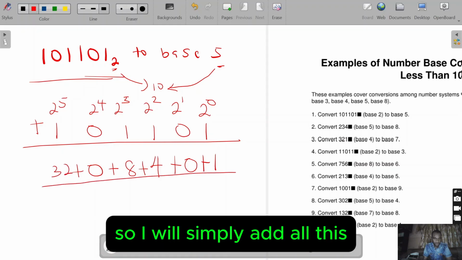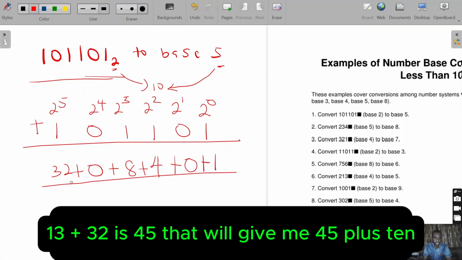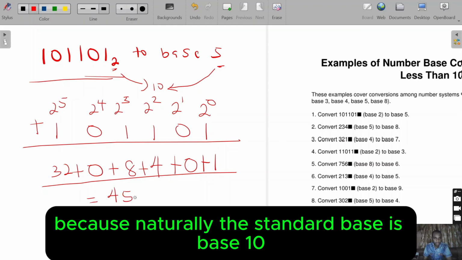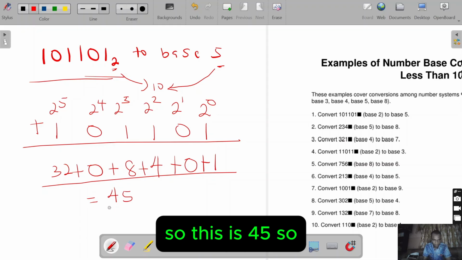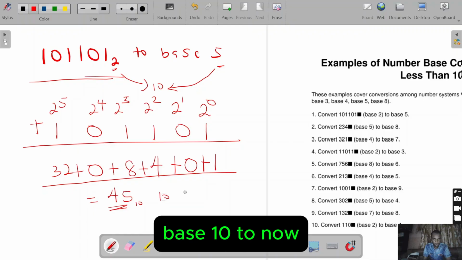So I will simply add all this. 1 plus 4 is 5. 5 plus 8 is 13. 13 plus 32 is 45. That will give me 45 base 10. Don't forget that 45 base 10 is not written with its base. We don't usually indicate base 10 because naturally the standard base is base 10. So this is 45.